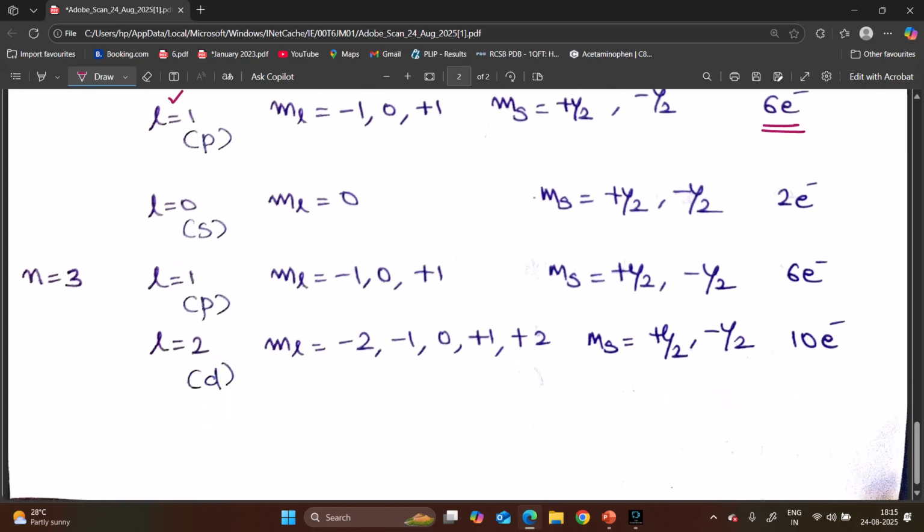In the same way, when n is equal to 3, L can be 0, 1 or 2. If L is equal to 2, ML can be minus 2, minus 1, 0, plus 1, plus 2. MS is equal to plus half and minus half. We can have a maximum of 10 electrons. These are the aspects that needed to be discussed with respect to equations in the chapter structure of atom.